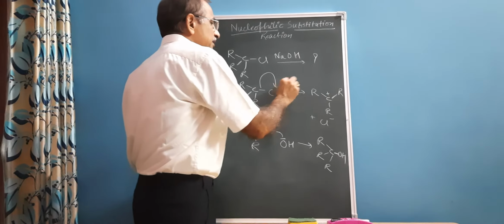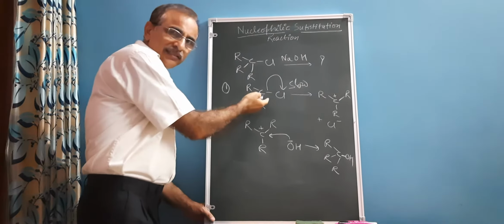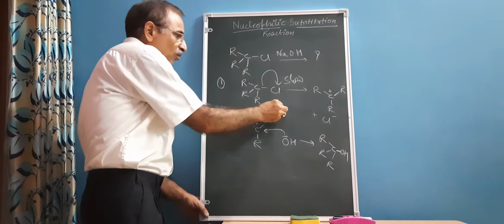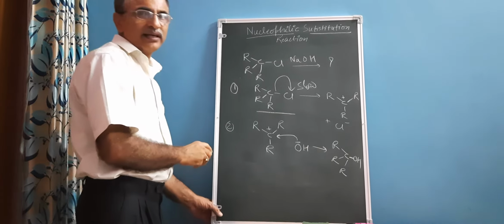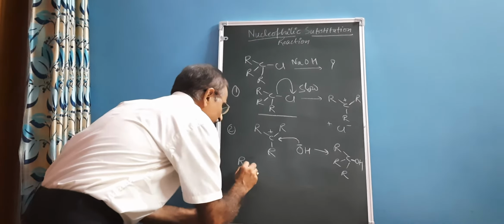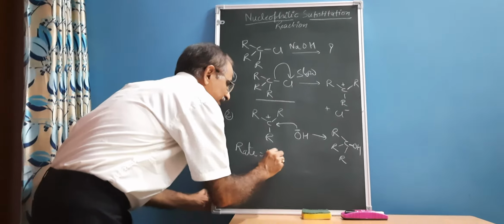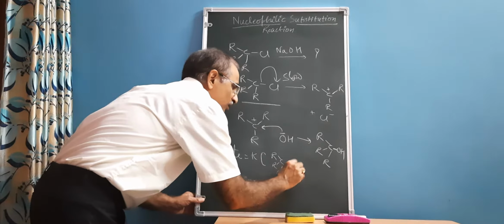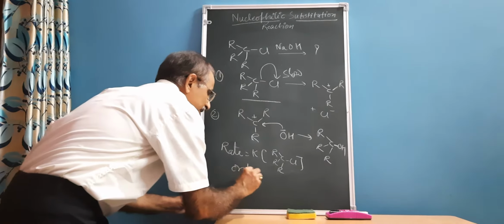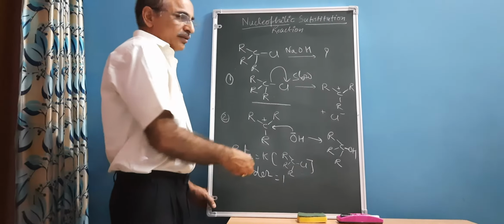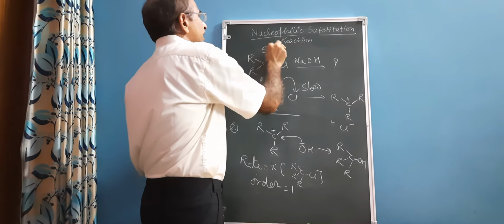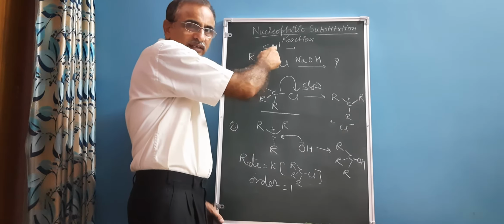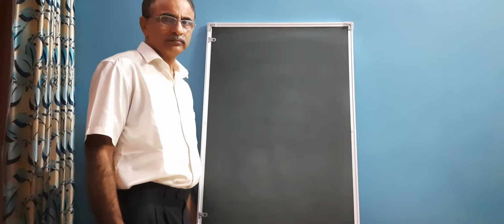Here this step is the slow step, and easily we can see that in the slowest step only the change in concentration of haloalkane is involved. Therefore, we can write the rate of this reaction as K times RCl only. Therefore, the order of this reaction is 1. Therefore, this reaction is known as SN1 reaction. SN1, unimolecular nucleophilic substitution reaction.